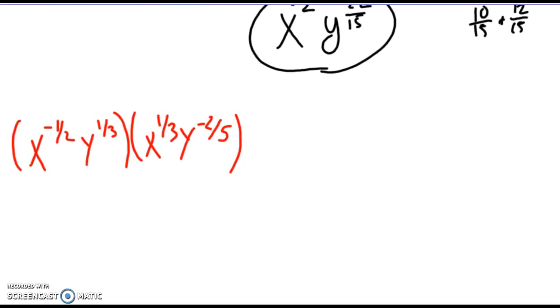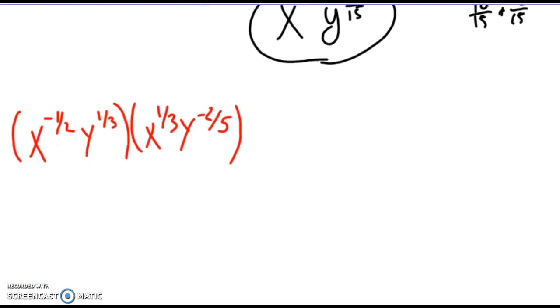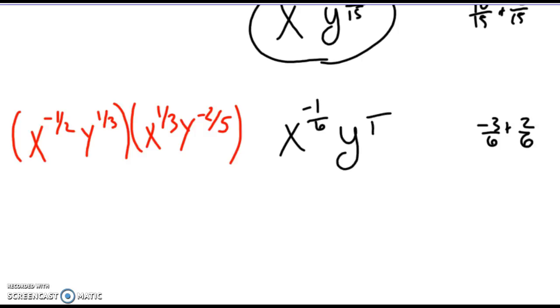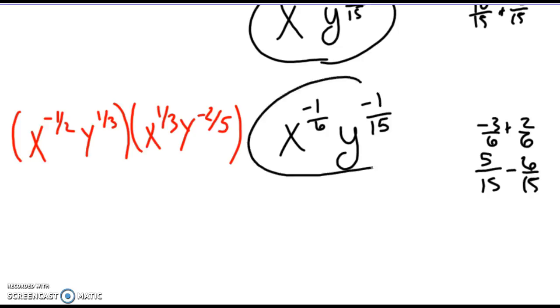On my second example, I'm not going to rewrite it. I'm simply going to add. So I'm going to have an x with a common denominator of 6 off on the side. I'm saying negative 3/6 plus 2/6 gives me negative 1/6. And for y, I'm going to have a common denominator of 15 off on the side. I'm saying 5/15 minus 6/15 is negative 1/15. Those negative exponents are okay for now. Later on, that will change.